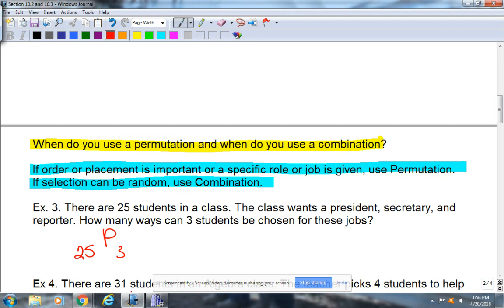So you would do 25P3. There's 25 total. It's a permutation because they have separate jobs and 3 of them are chosen. So you're going to type that in your calculator for me. 25P3. Hang on, you're ahead of me. 13,800. I'll just say ways. And that seems like a lot, doesn't it? In a classroom full of 25 students, 3 of them are chosen for a job. 13,800 ways we could choose.